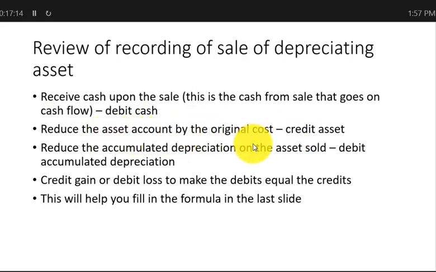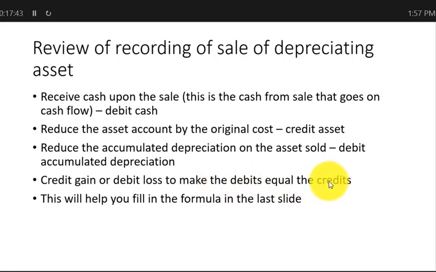We reduce the asset by the original cost. What we originally paid for it, we credit that asset. That's a credit to that T account. We reduce the accumulated depreciation on the asset sold. We debit accumulated depreciation for all the depreciation on that asset prior to sale. And then we either credit gain or debit loss to make the debits equal to credits.